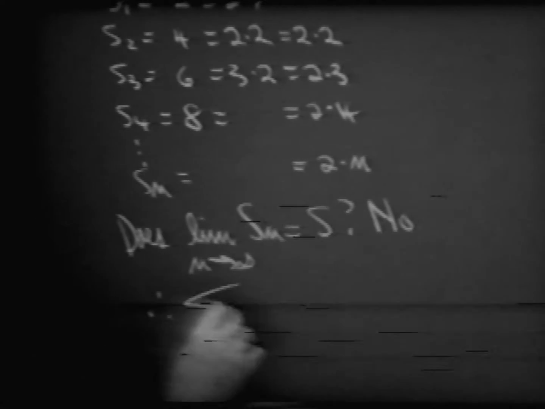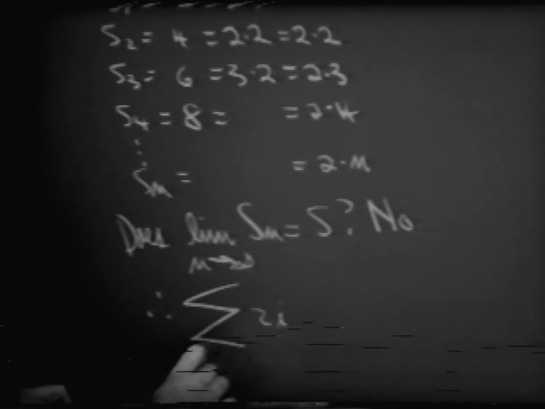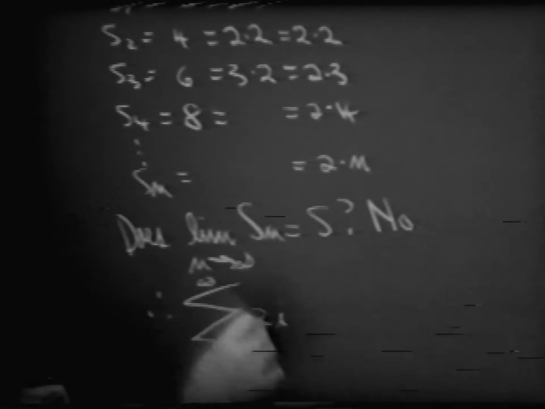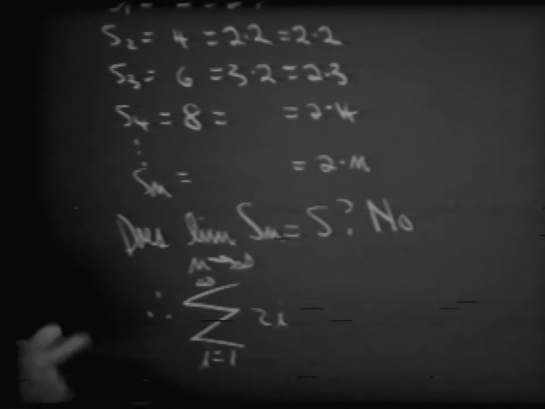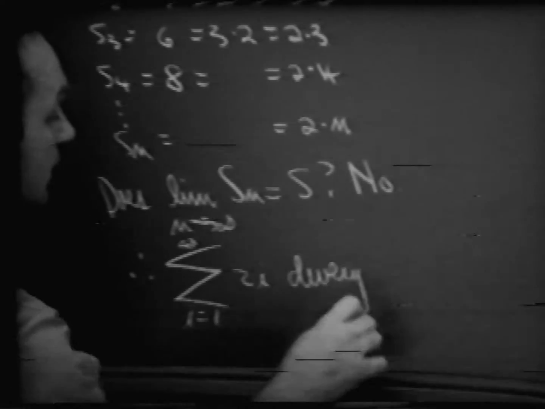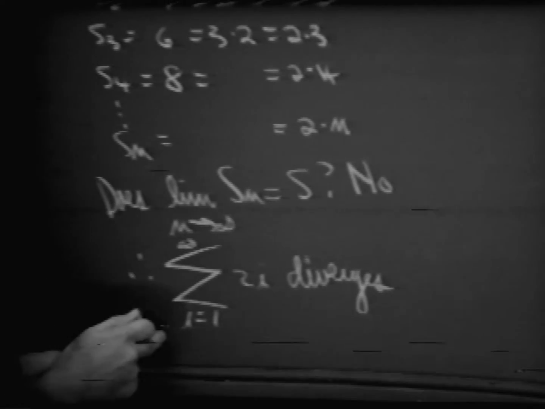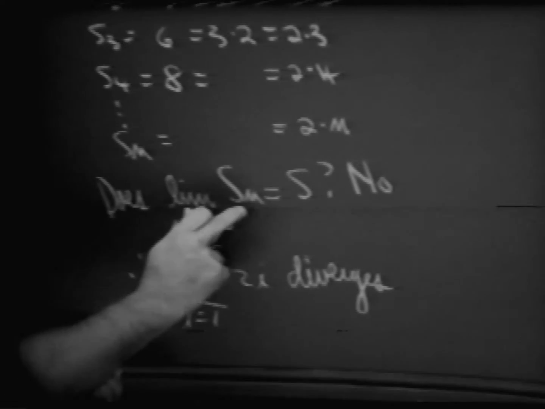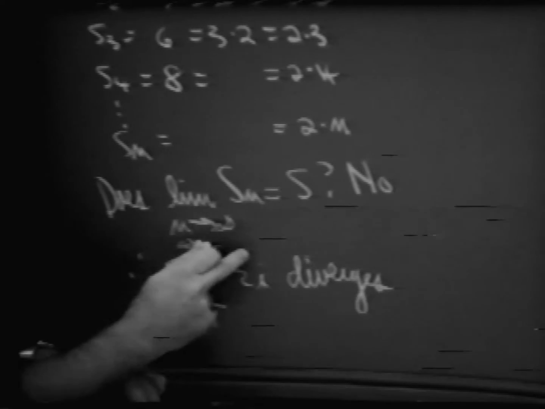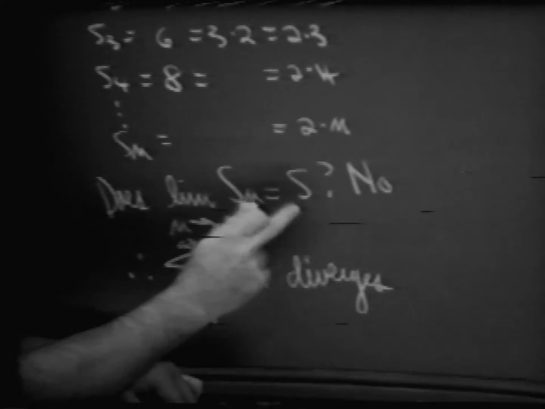Therefore, what's our conclusion about the series which is formed of the pattern 2i, where i goes from 1 to infinity? Therefore, this series must do what? It diverges, D-I-V-E-R-G-E-S. The corresponding infinite series must diverge because the limit of the sequence of partial sums does not have a limit, okay? In other words, it does not converge.